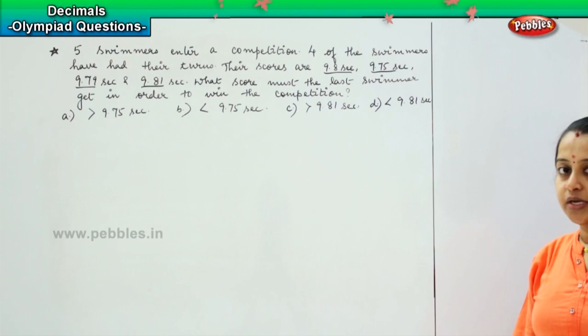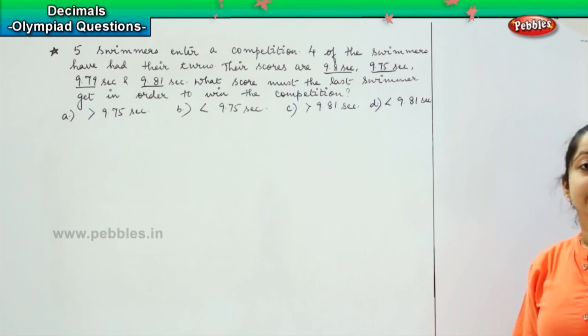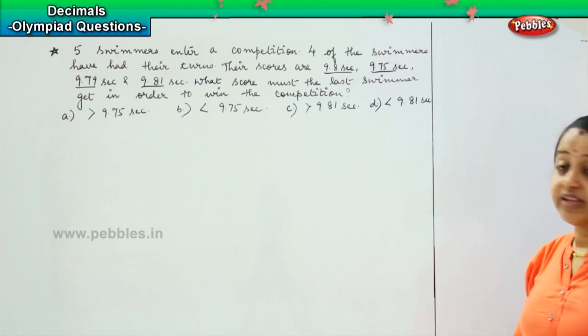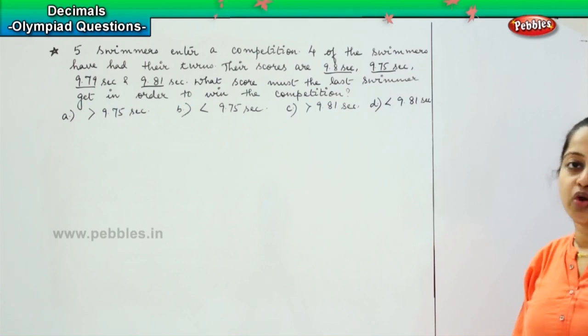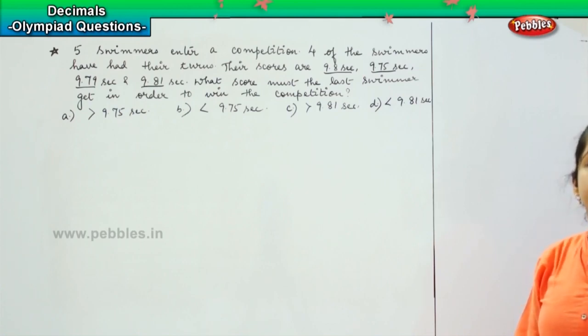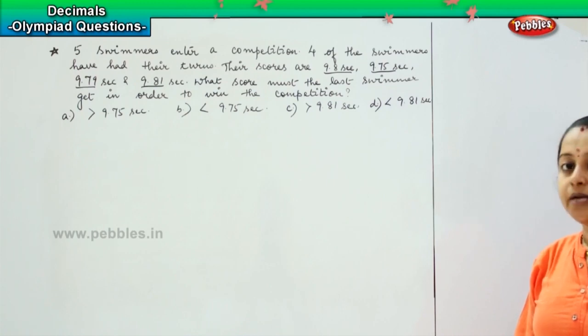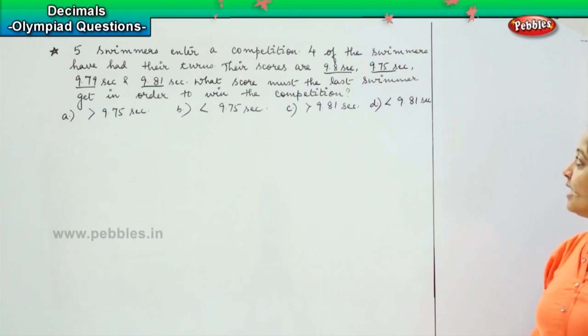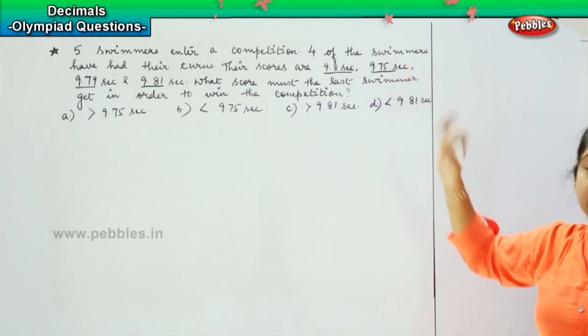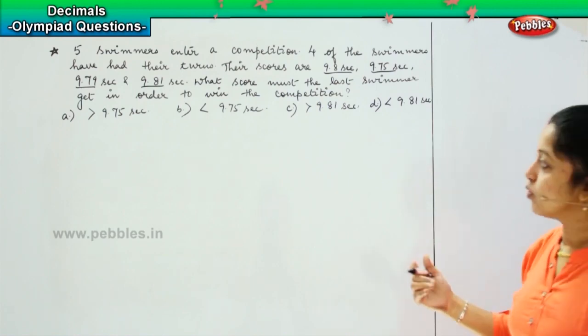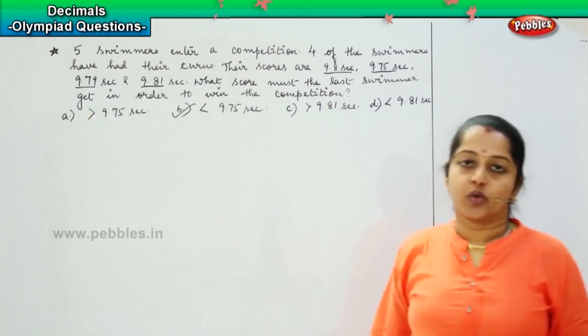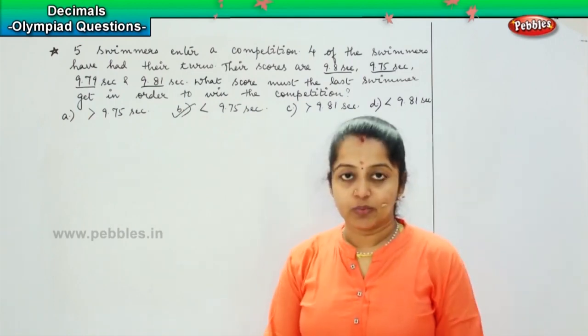So, did you understand the question here? 9.81 is the maximum time that they have taken, and 9.75 is the minimum time that they have taken. So, if you have to win the competition, what you have to do? You have to beat the minimum score, right? So, the fifth swimmer should get a score lesser than the minimum score, and the minimum score is 9.75. So, he has to complete his turn in less than 9.75, which means option B is the right answer. Clear? Shall we move ahead?